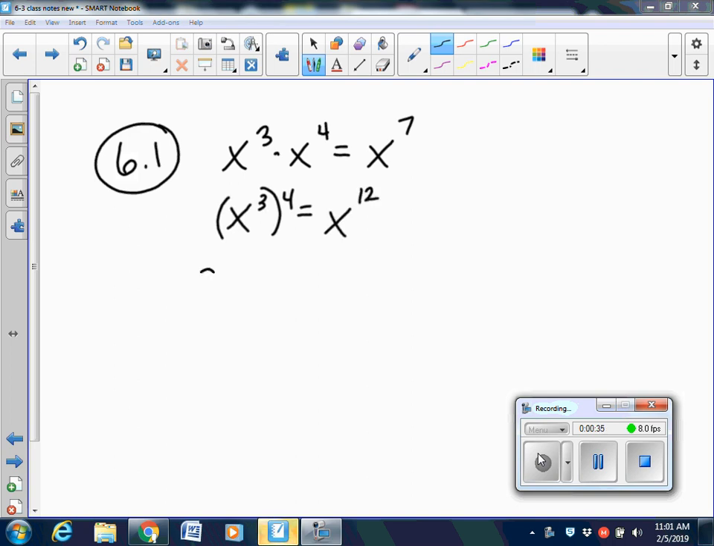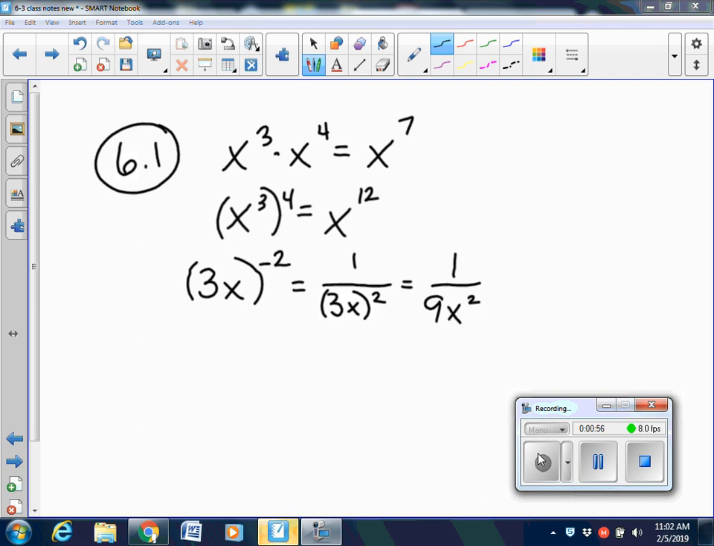Another one is 3x, all of this raised to the negative 2 power. Negative exponents, you flip it, so it'd be 1 over 3x to the positive 2. And then you still have to simplify that to 1 over. Some people think 3 squared is 6, but 3 squared is 9x to the second. That's kind of a quick little review on 6.1.